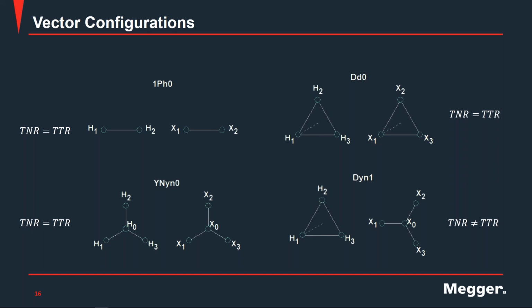So a transformer nameplate ratio for a delta-delta would be the ratio of the primary line-to-line voltage to the secondary line-to-line voltage, which would be the same as the ratio of the phase values. So for a delta-delta configuration, TNR and TTR would be the same, exact same thing. So that's how you determine the transformer nameplate ratio for a delta-delta configuration.